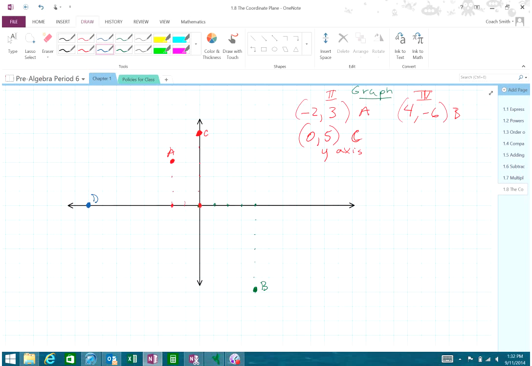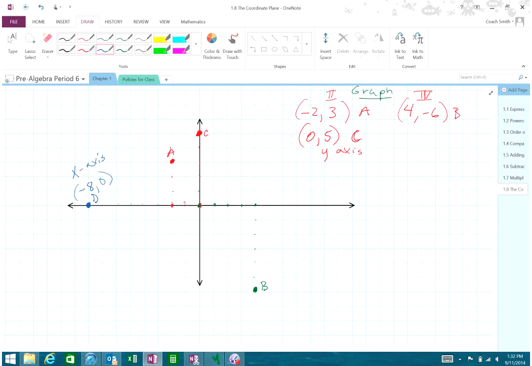Negative 6 and 0. X always comes first. Is it on 8? Let's see. 1, 2, 3, 4, 5, 6. It is on 8. That's hard to count. Negative 8 and 0. That's what that point is at. And that falls on the x-axis. It does not have a quadrant. It just falls on the x-axis.